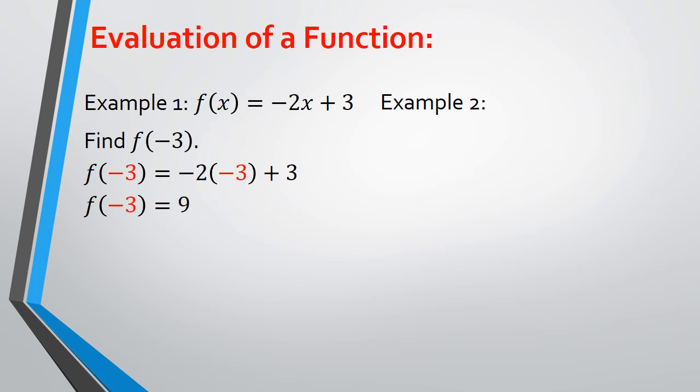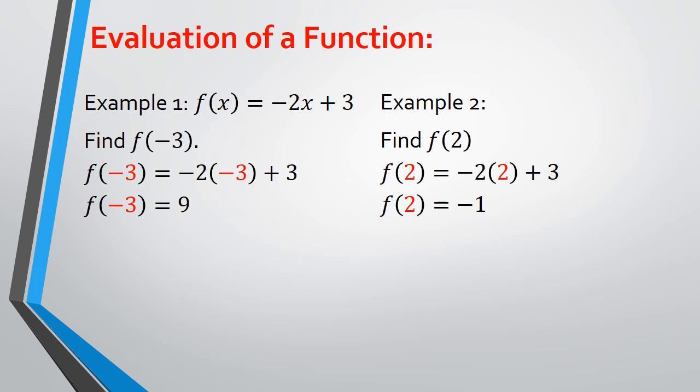Let's take another example. We need to find f of 2. So again, I'm trying to find the output of an input of 2. That means, again, I'm going to substitute x in the function rule with 2 to find an output, which in this case is negative 1. Negative 2 times 2 is negative 4, plus 3 is negative 1. So in both of these examples, the input is negative 3, the output is 9, the input is 2, and the output is negative 1.